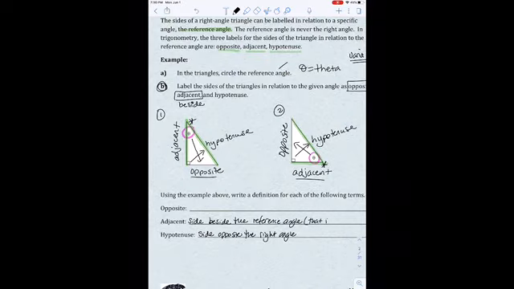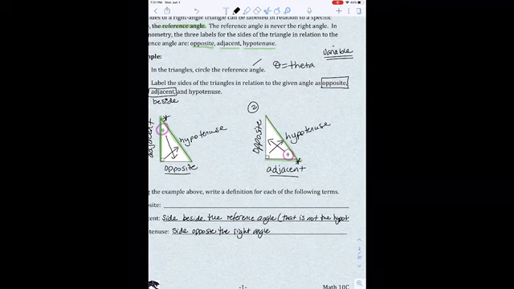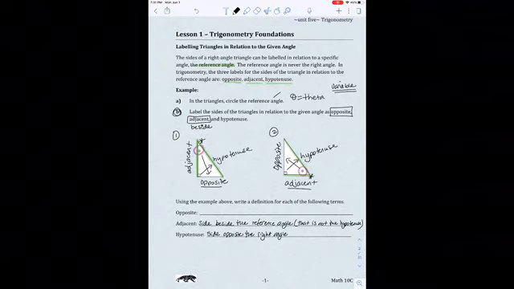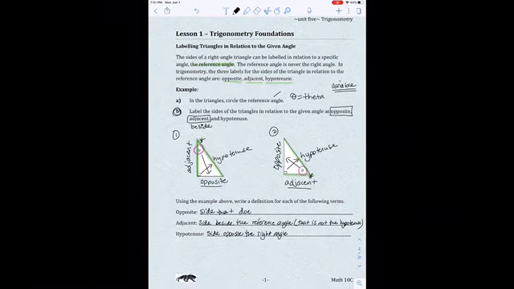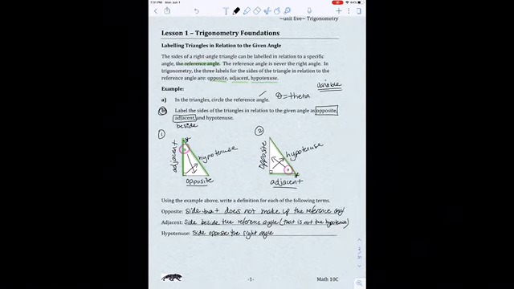That is not the hypotenuse, because the hypotenuse is technically beside that angle as well. So the adjacent is the side beside the reference angle that is not the hypotenuse. And then the opposite side is the side that does not make up the reference angle. Right? It's opposite the reference angle.